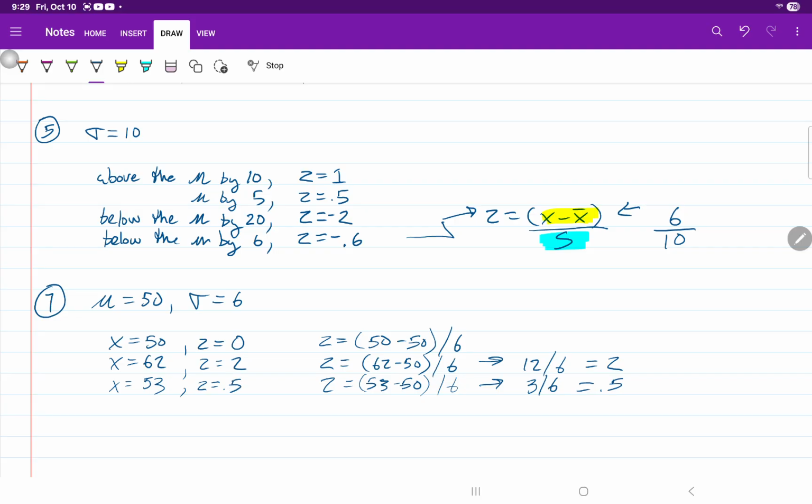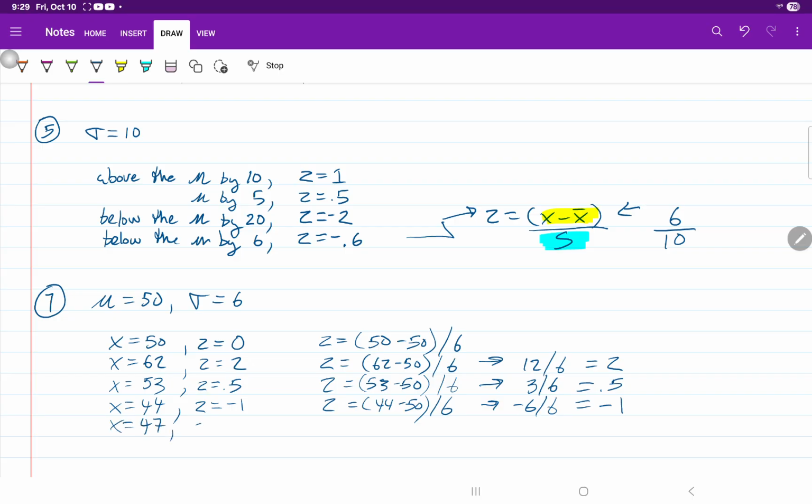Okay, how about the next one? This one, x equals 44. So we have z equals 44 minus 50. Immediately we can see that this will be a negative because we have 44 minus 50. And 44 minus 50 is negative 6. Divided by 6 gives us a z-score of negative 1. So z equals negative 1. And just a couple more. X equals 47.